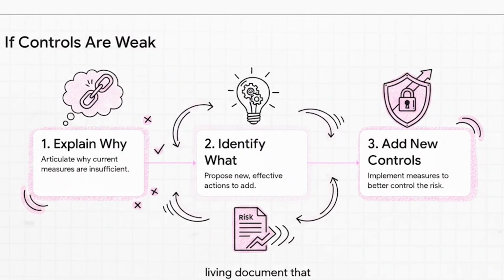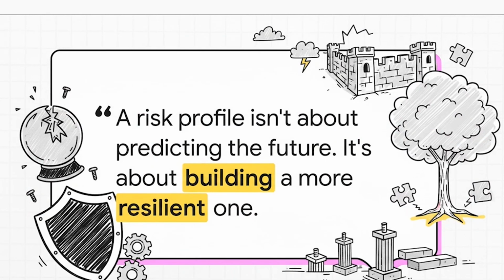If you find your controls are weak, the path forward is clear. First, explain why they're not working. Second, identify new actions that will be effective. And third, and this is the most important part, you actually implement them. This is how you transform the risk profile from a static report into a living document that continuously makes things safer. And that brings us to the biggest takeaway here.